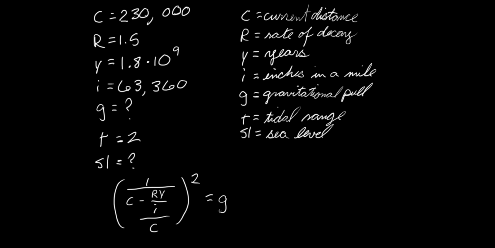And to find how high the tides would be on average, we need to know how high they are right now. On average, the tidal range from low tide to high tide is about 2 feet. So that's the number that we're going to be working with. T will equal 2. So to figure out how much higher the tide would be if the moon were that much closer, the equation is G times 1/2 T equals SL.